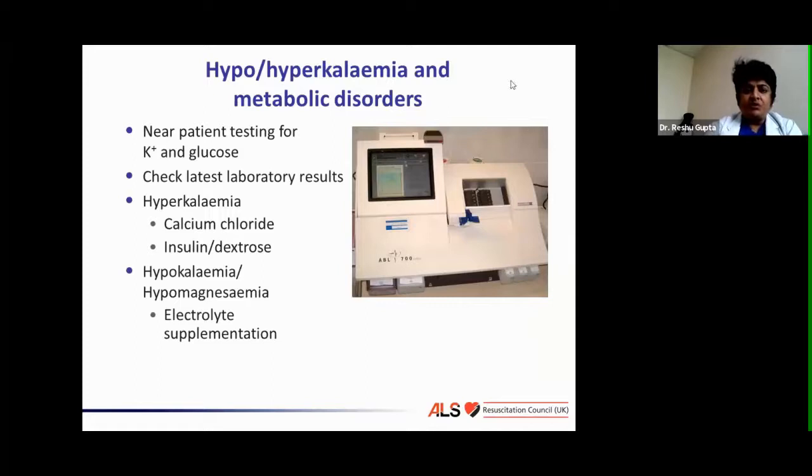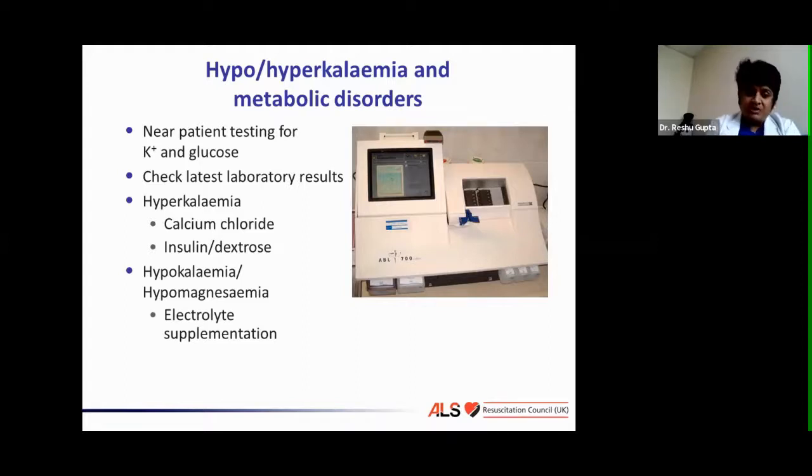Then hypo or hyperkalemia and other metabolic disorders: do near patient testing for potassium and glucose. In most ICUs we have ABGs there. You may immediately go for ABG testing as soon as after resuscitation. And you also have to know from the history, that is very, very important. So during the course we can think about the reversible causes of cardiac arrest.